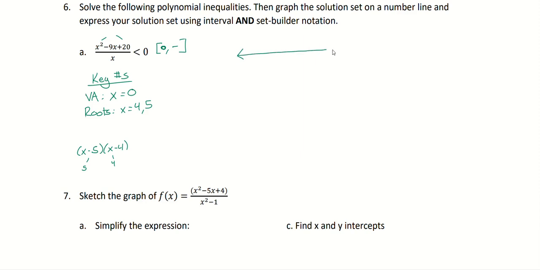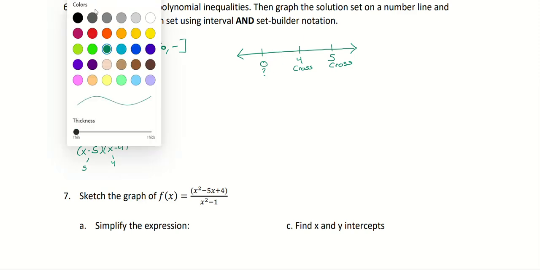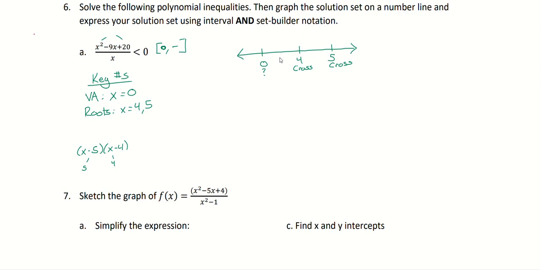So here we go. Here's a beautiful number line. I'm going to put these key numbers in order, which looks like 0, 4, and 5. And I'm just going to make a note underneath each of these. These roots of multiplicity 1 tell me my function crosses. And then 0, because it's an asymptote, we actually have to check. So I'm going to plug in a 1, for example, and I'll do the same thing I did before. This is a number that I'm checking because it's in this interval.